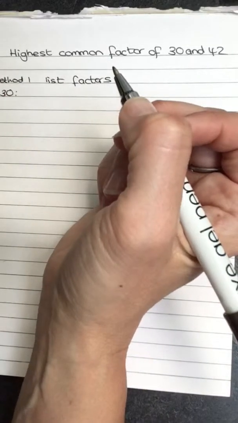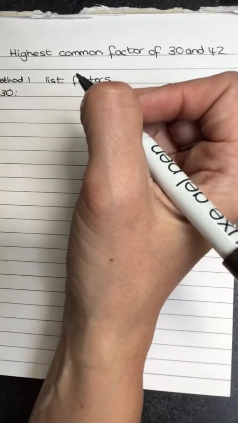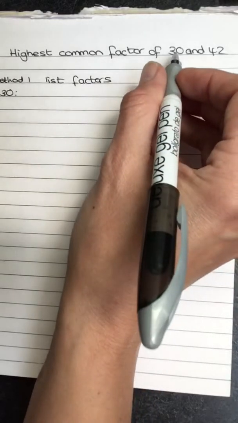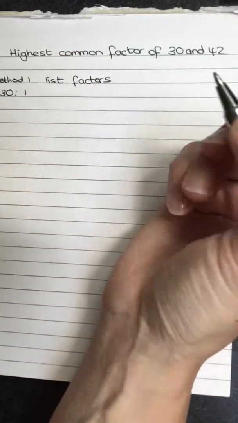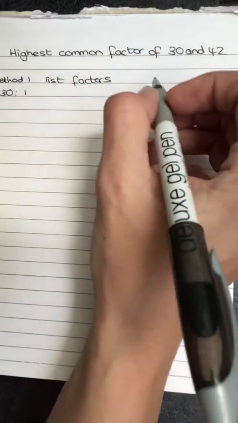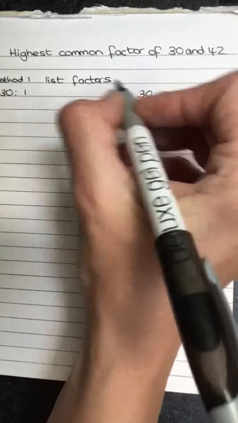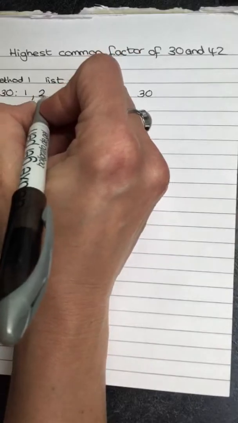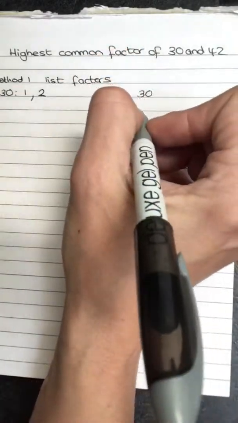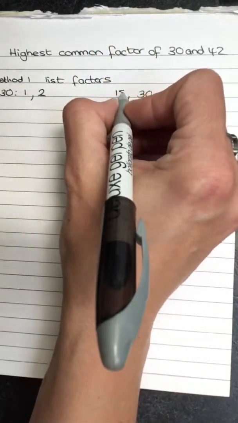So if I start with the number 30 and I'm listing factors. A factor is anything that can be divided into 30. So 1 can be divided into 30, and factors come in pairs. So 1 and 30. I'm going to write them in pairs. 2 can be divided into 30, and 2 multiplied by 15 gives me 30, so that's a pair.